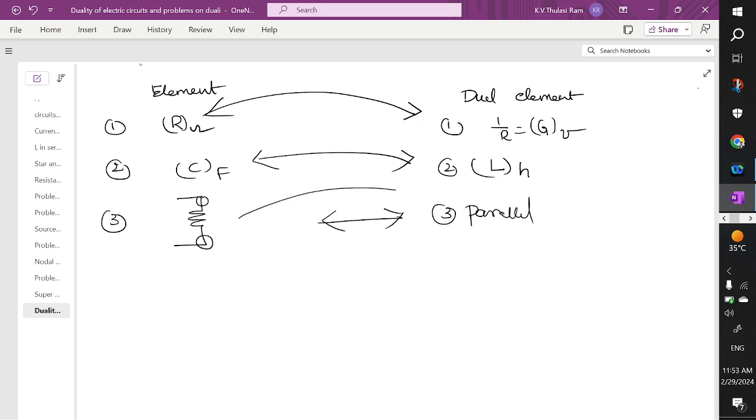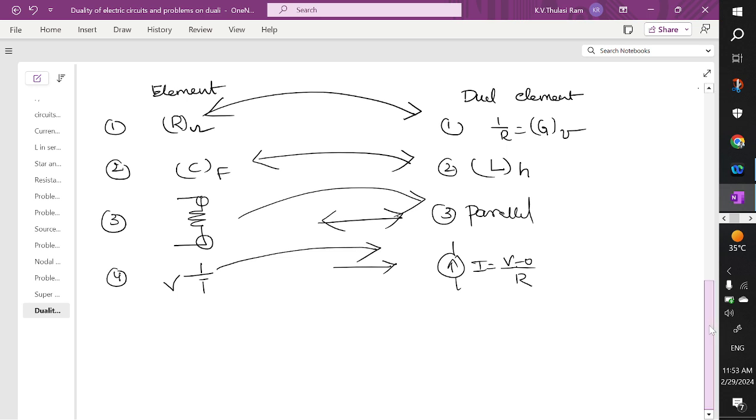So the dual of series is nothing but parallel. So the fourth one, here you are going to have a voltage source of magnitude V, and here you are going to have a current source I, where current I is equal to (V minus 0) by R. So the dual of a voltage source is nothing but a current source.